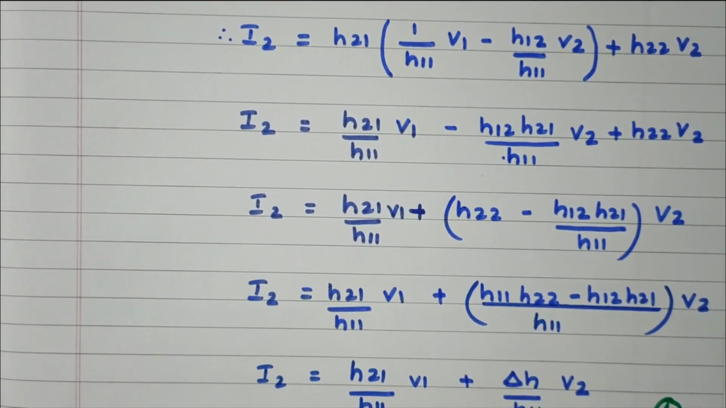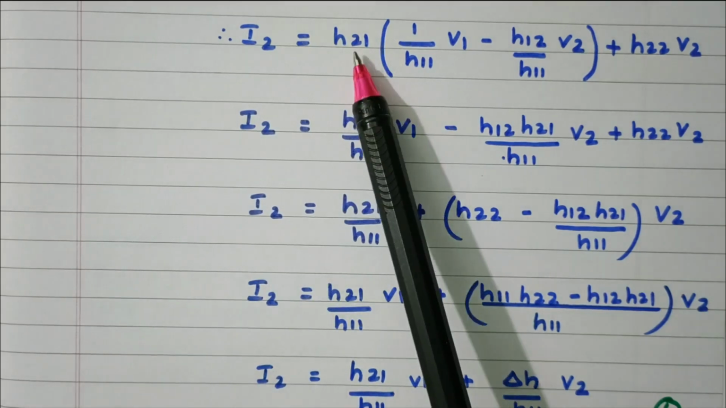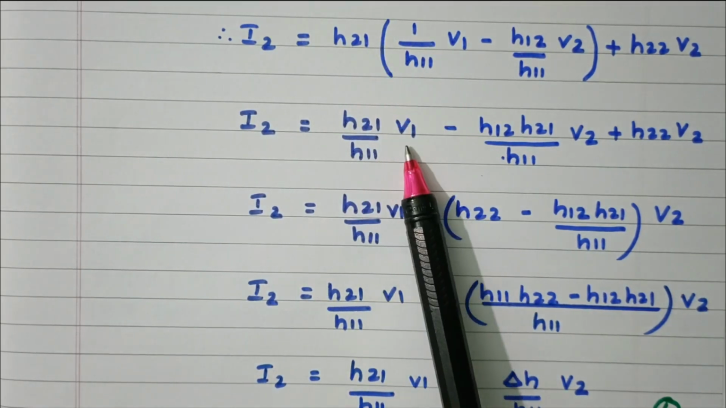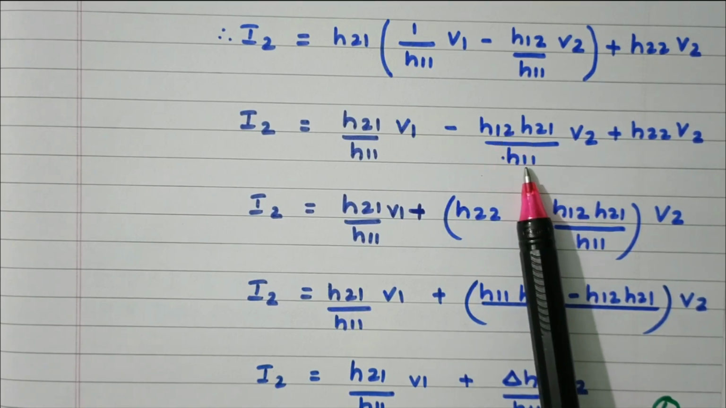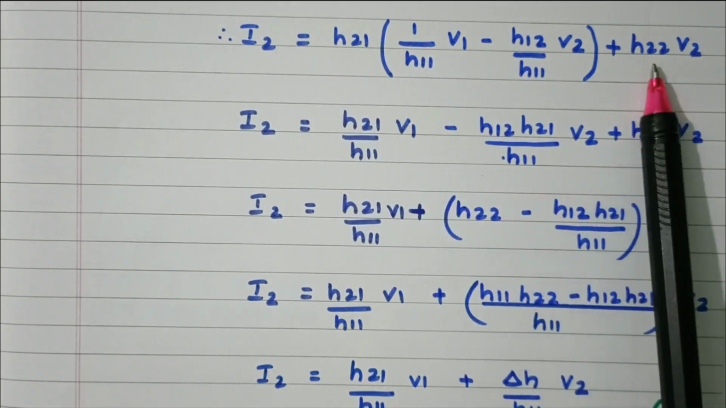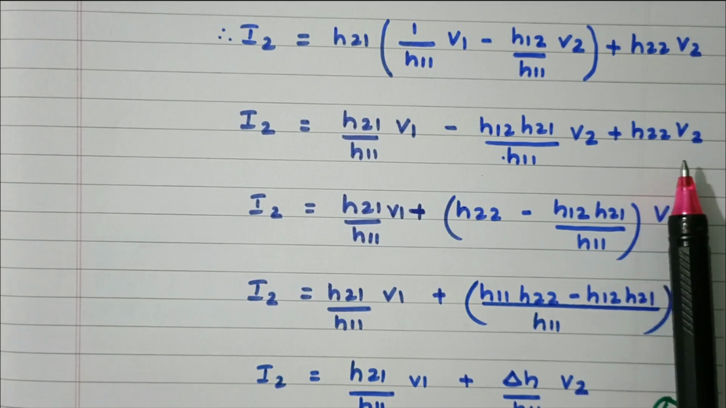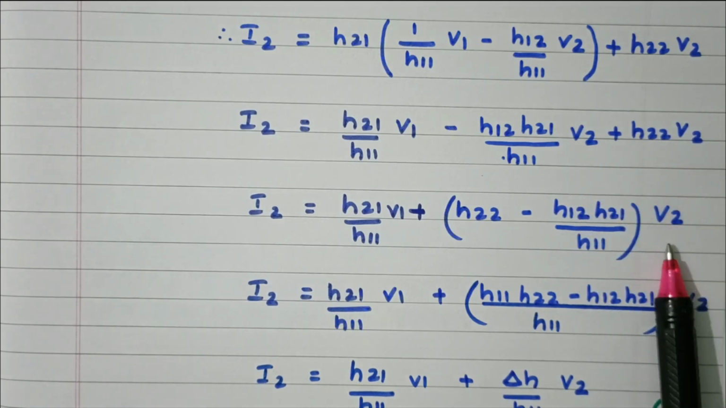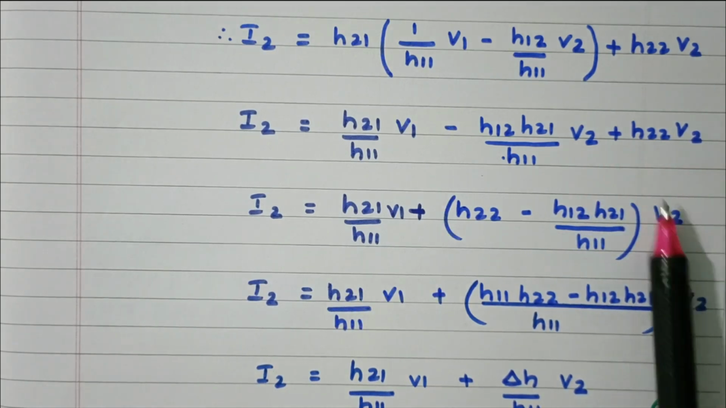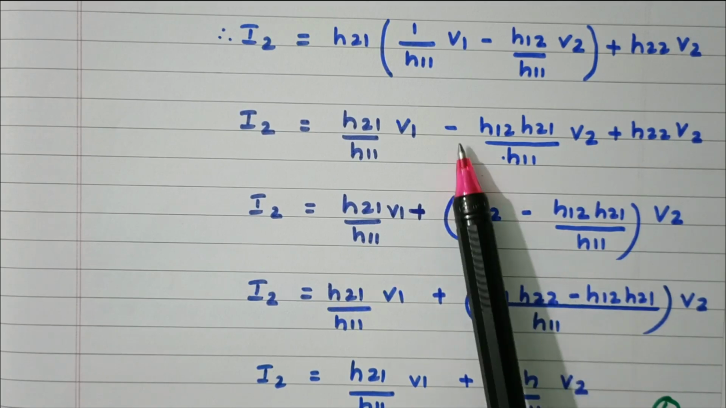So while multiplying, what happened? This H21 divided by H11 V1 minus H12 into H21 divided by H11. These two terms are multiplied into V2, right? Plus H22 into V2. So here in these two terms V2 is available commonly, so we can take V2 outside. So what happened? H22 minus, this minus is there.